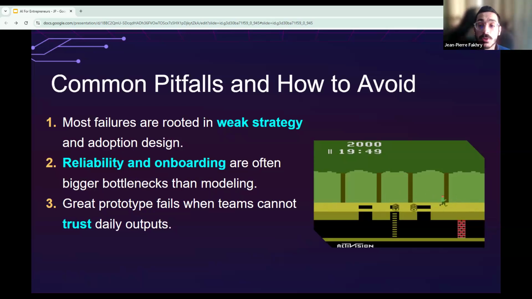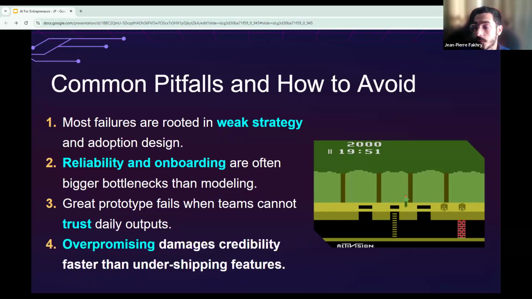The third pitfall is ignoring adoption design. You can build a technically excellent product that nobody uses because you did not design the onboarding, you did not train the users, or manage the change inside the organization. So again, technology adoption is a people problem, not a code problem.